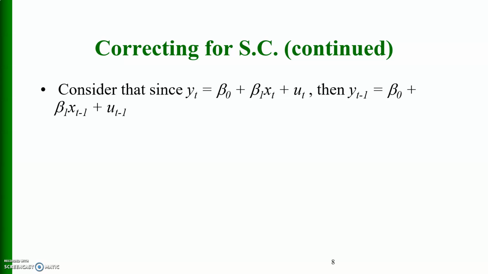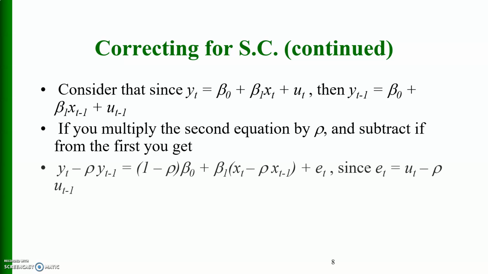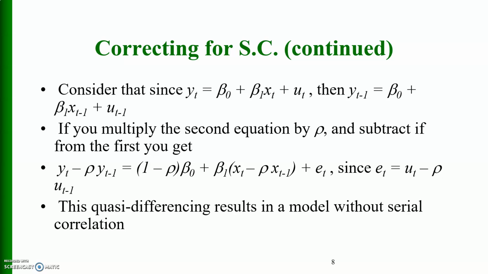Consider the model that since yt is equal to beta naught plus beta 1 xt plus ut, then yt minus 1 is equal to beta naught plus beta 1 xt minus 1 plus ut minus 1. If we multiply the second equation by rho and subtract it from the first, we get yt minus rho yt minus 1 is equal to 1 minus rho times beta naught plus beta 1 times xt minus rho xt minus 1 plus et, since et is equal to ut minus rho ut minus 1. This quasi-differencing results in a model without serial correlation.